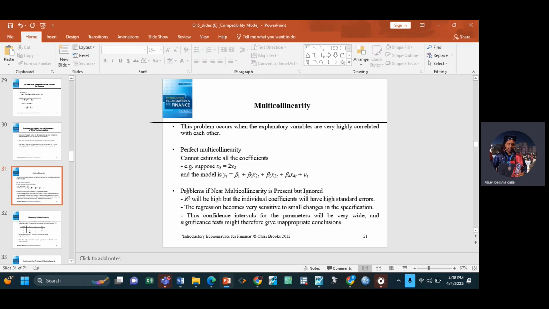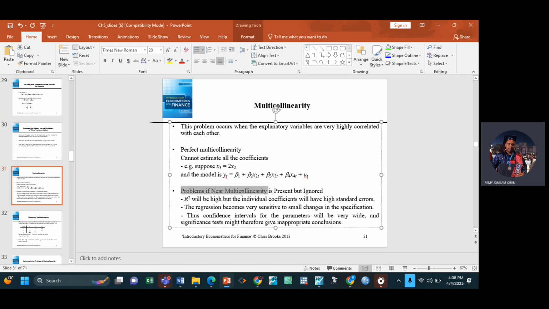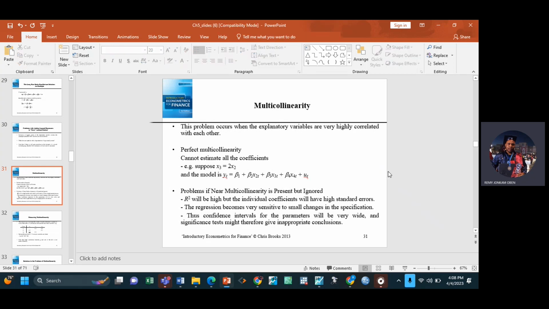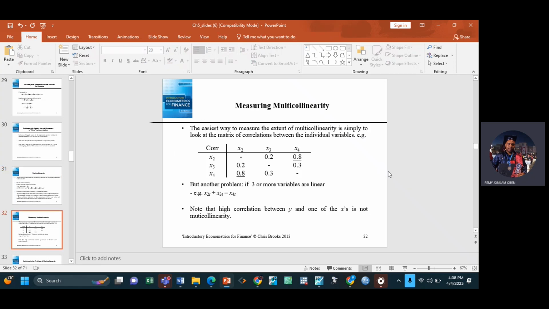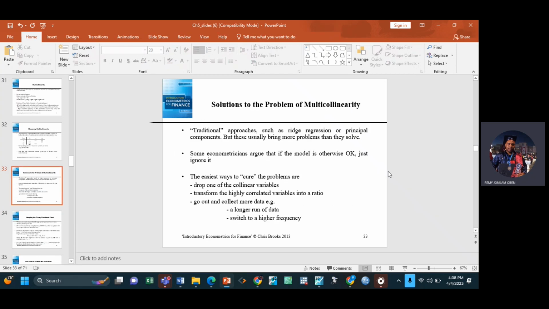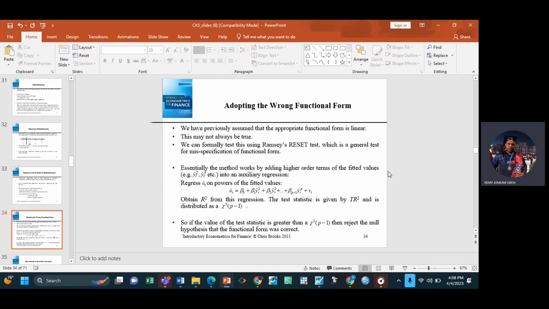Okay, so here, problems if near multicollinearity is present: R squared will be high. So guys, you can read these things. I give you a general overview. Correlation matrix, of course. I think you can read these things. I just gave you an overview.